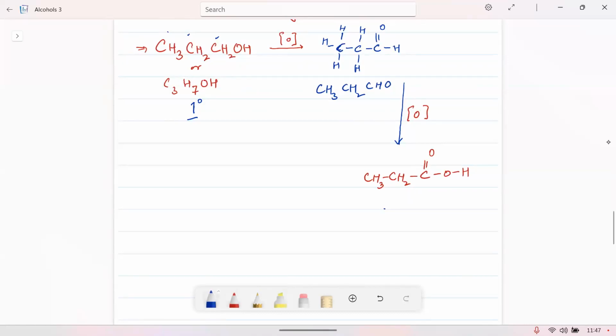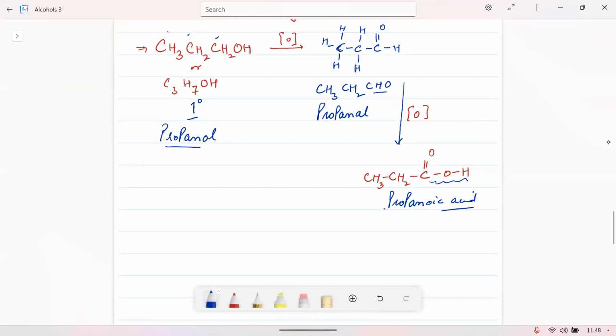If it comes to naming, there are 3 carbon atoms. So this will be propane, and it is an alcohol, so propanol. With the aldehyde group, it is propane, so propanal. And there are 3 carbon atoms, so it is propane, but there is a carboxylic acid, so it is propanoic acid.